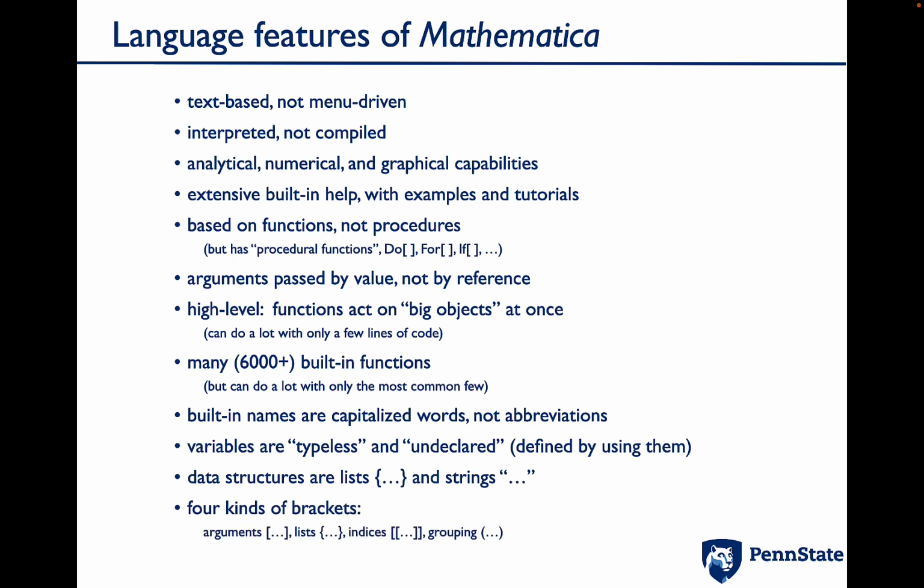The syntax of Mathematica is relatively simple, but one important thing to remember is that there are 4 different kinds of brackets. Square brackets for function arguments, curly brackets for lists, double square brackets for the indices that allow you to take parts of lists, and parentheses for algebraic grouping.